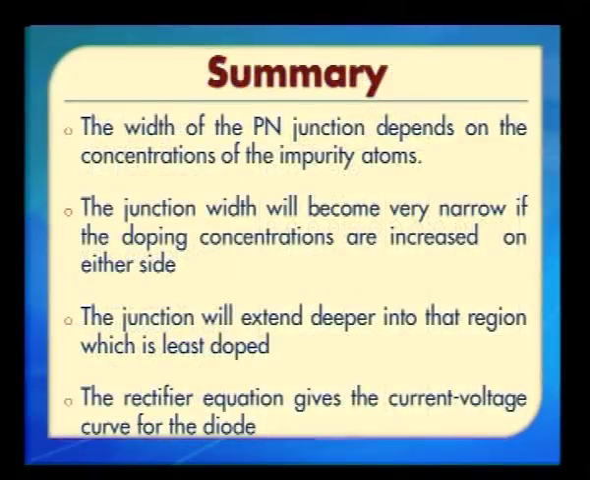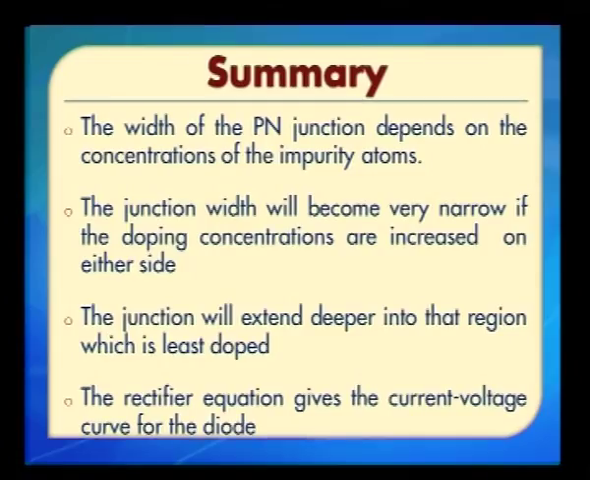Let us now pass on to the summary part. The width of the PN junction, you should know, depends upon the number density of the impurity atoms. The junction width will become very narrow if the doping concentrations are increased on either side. Ultimately, we have to obtain what is called the rectifier equation.